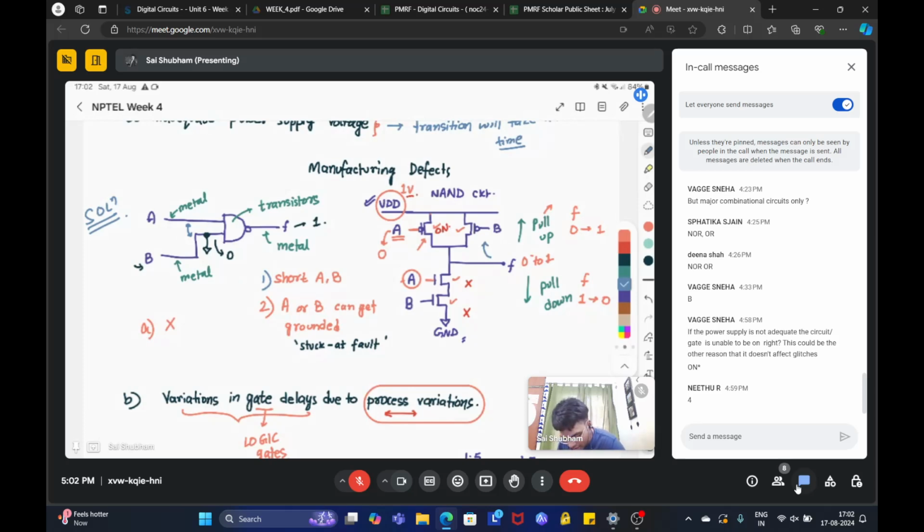I don't want to go into details of this because there is a current expression of the transistor where the current is dependent upon the supply voltage. So when the supply voltage is less, the current is less. So in that case, the transition will take more time. So did it solve your doubt?